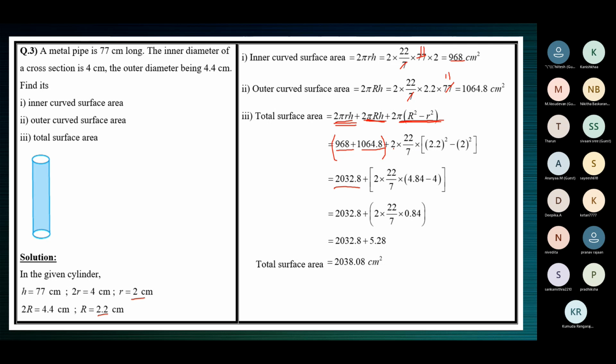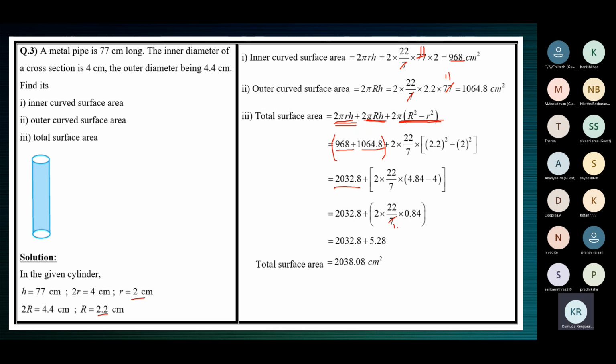And then 2 into 22 by 7. You can either square it, or you can use the identity a squared minus b squared is a plus b into a minus b. Or I have found the value: 2.2 into 2.2 is 4.84. 2 square is 4. 4.84 minus 4 is 0.84. So 2 into 22 by 7 into 0.84, you can simplify.